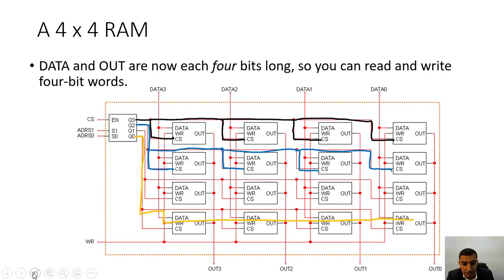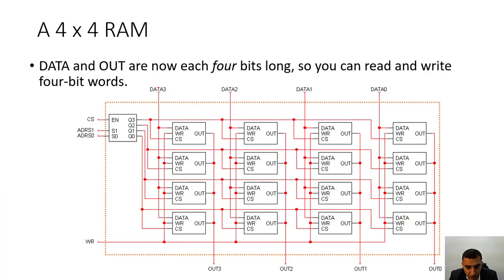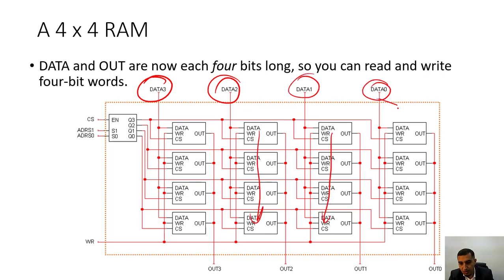So what we end up with is a duplication of this 4x1 RAM 4 times. Connections are all connected together. Data 3 is connected to all these cells. Data 2 is connected to these. Data 1 is connected to these. Data 0 is connected to these. The same applies for the outputs: output 0 is coming from this row, output 1 is coming from this row, output 2 is coming from this column, sorry, and output 3 is coming from this column.